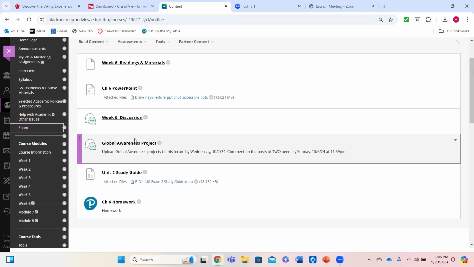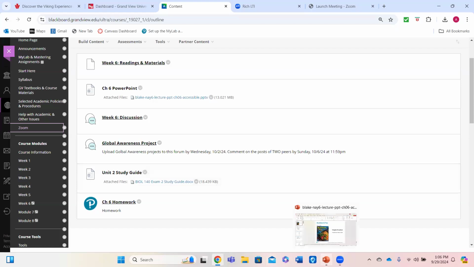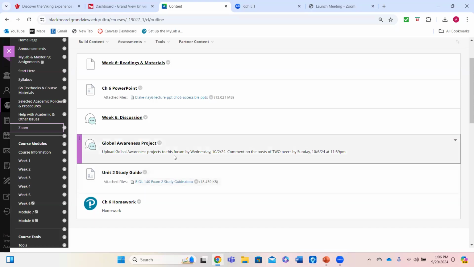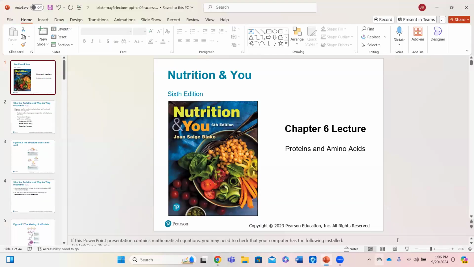And then I have the Unit 2 study guide for the next exam. That is posted in this folder this week as well. So yeah, the only thing really different is to make sure that you upload your Global Awareness Project in addition to your regular discussion board posts by Wednesday, and then respond or comment on 2 of your peers' posts for both the Global Awareness Project and the week 6 discussion to get full credit for both of those. If you have any questions on those things, let me know. Otherwise, we will get into the chapter for the week, which is on protein.